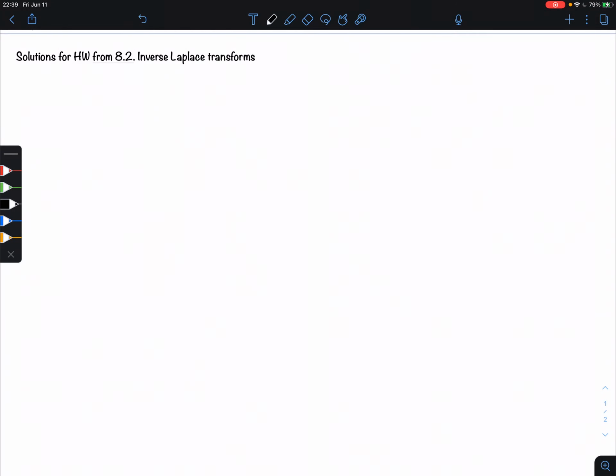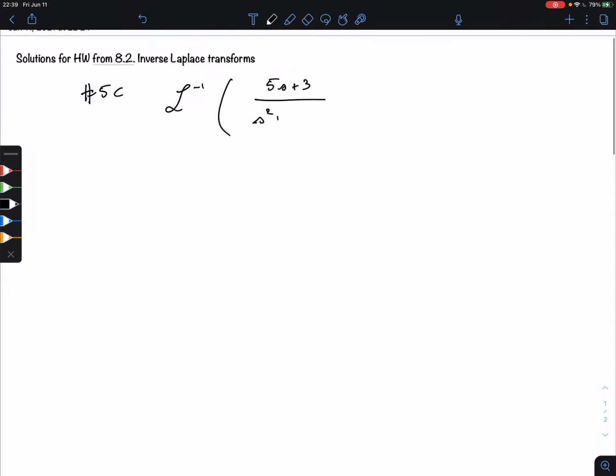Salutations. Let's go over the homework from 8.2, inverse Laplace transform. The first one I assigned was number 5C, and that is, let me put this up here. We need the inverse Laplace transform of the following fraction: (5s + 3) over (s squared + 1)(s squared + 4).